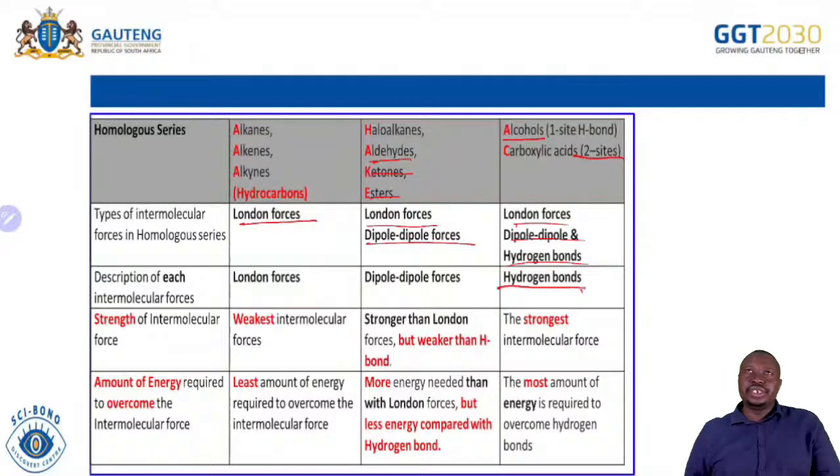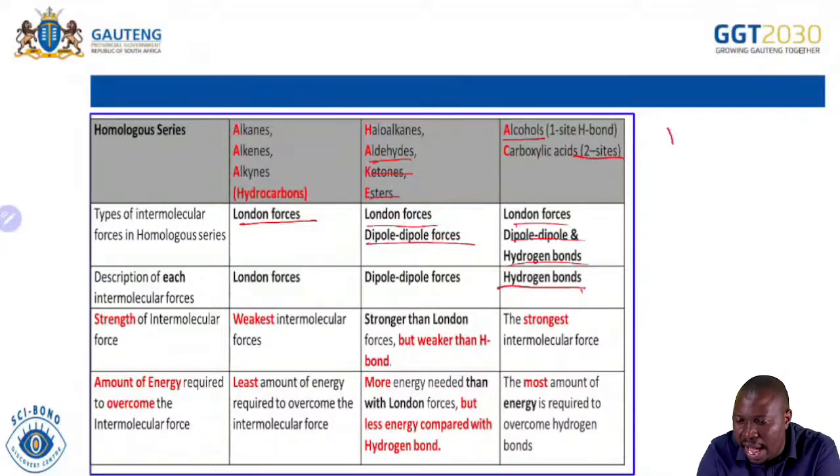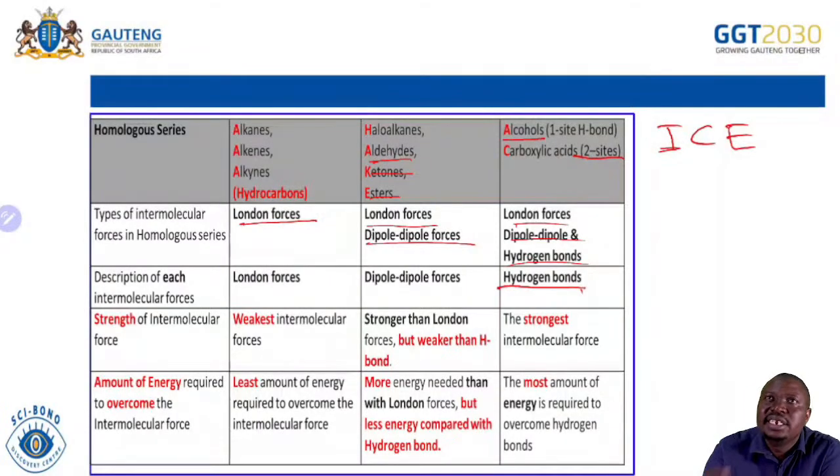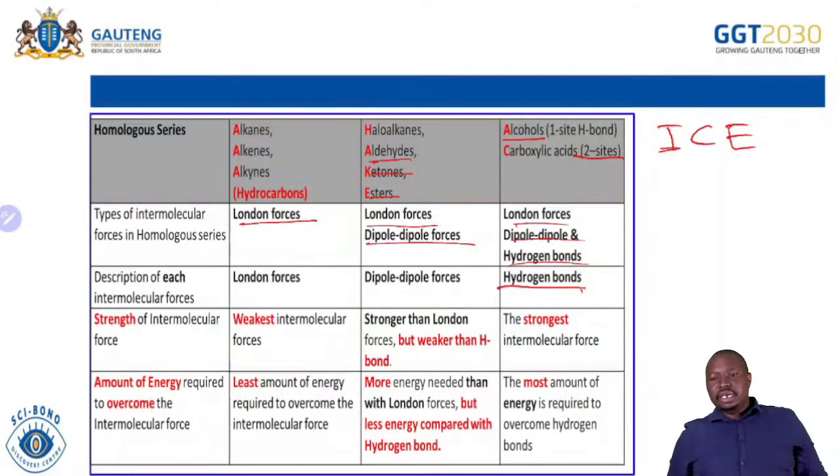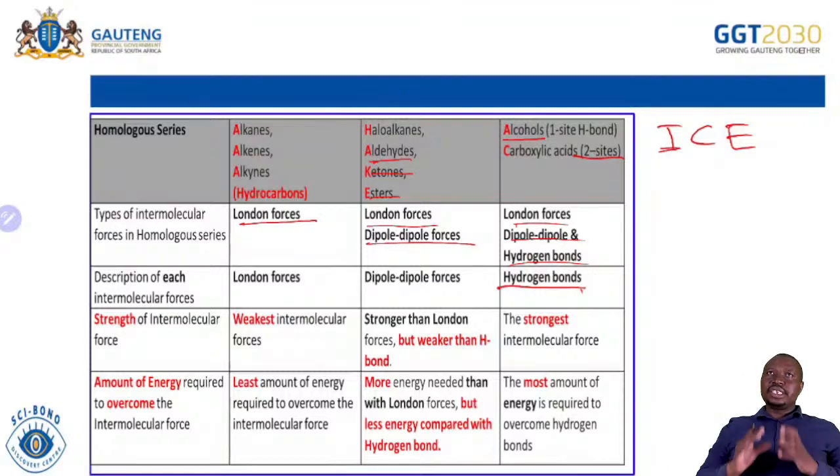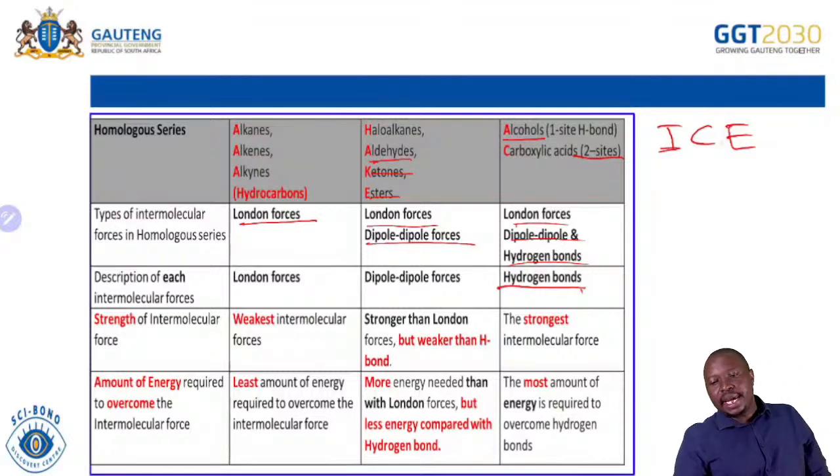Now, as you are answering questions, we usually use the ICE method. The I is the independent variable. What is changing in terms of the structure? So we look at the structure and then we compare. You compare the strength of intermolecular force. So there must be comparison. What are you comparing? The strength of intermolecular force.